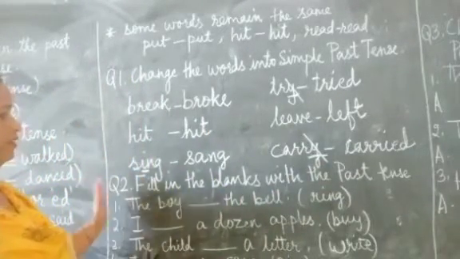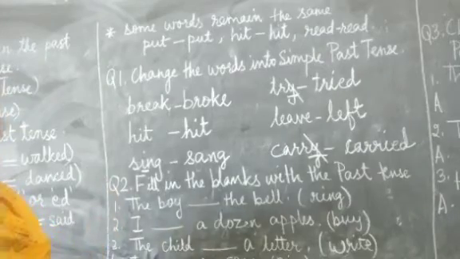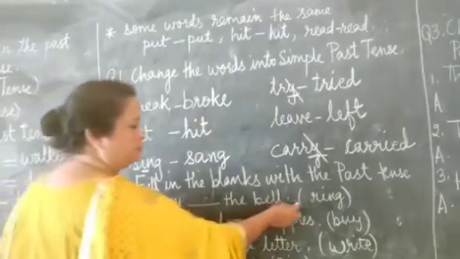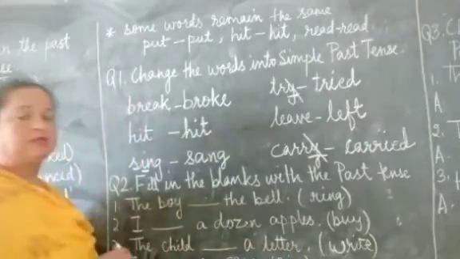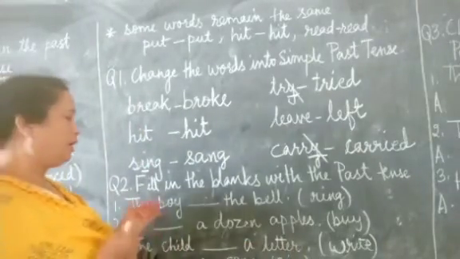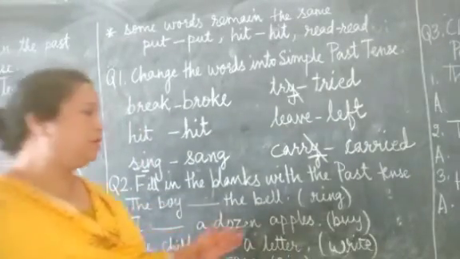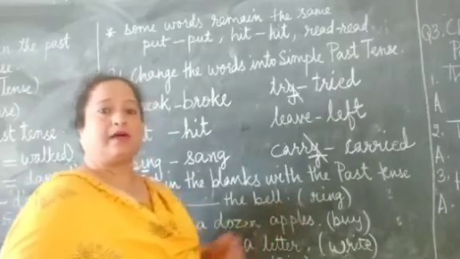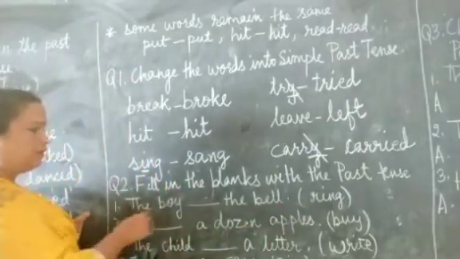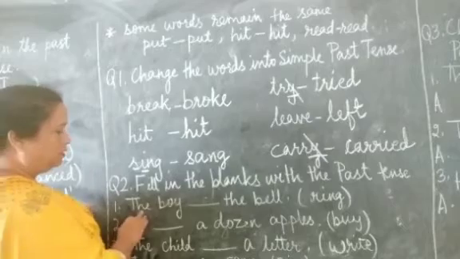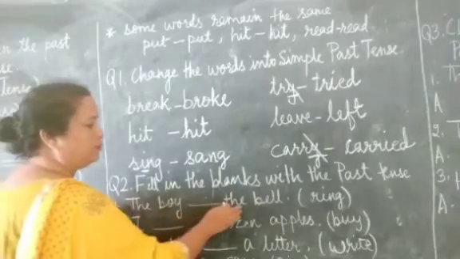So we have fill in the blanks with the past tense. In the bracket, if you see, I have written some words over here which are in the present tense form. But while writing the answer, we need to change these words into the past tense form. So let us have a look at the first question. The boy dash the bell.